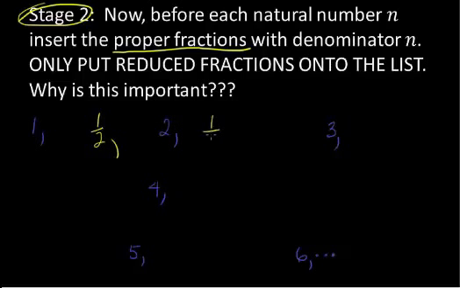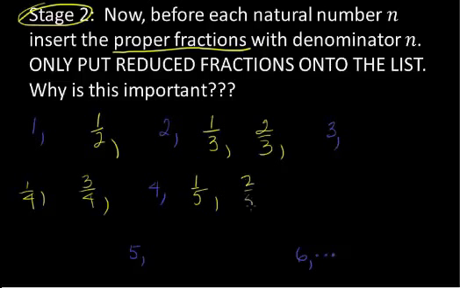Before 3 I want to put 1/3 and 2/3. Before 4 I want to put 1/4. I'm not going to put 2/4 because we already have it, it's 1/2, only in reduced form. So I don't put 2/4, but I will write 3/4. And before 5, 1/5 is a prime, so 1/5 and 2/5 and 3/5 and 4/5 all go on the list. All the proper fractions that are in reduced form with denominator 5.